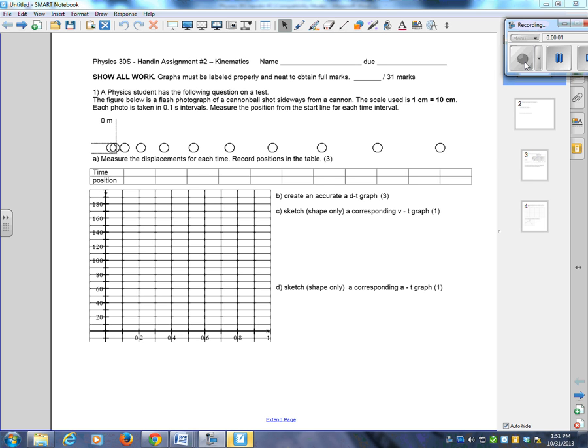For the most part, everybody did this one pretty well. Maybe I'll hand them back first. Let's try that again. So, for the most part, this one was done quite well.